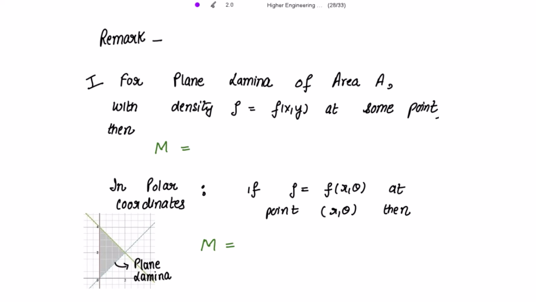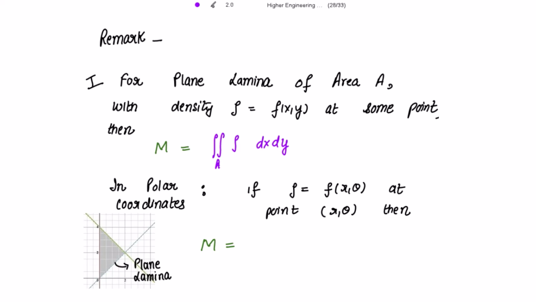So for a plane lamina of area A with density rho given as a function of x and y at some point, let's say P, the total mass is given by double integration over the area A of rho dx dy. We have to double integrate this density, right?